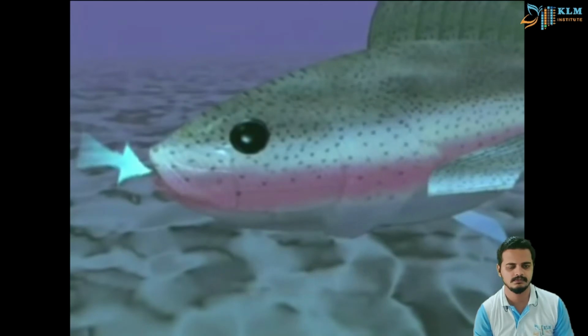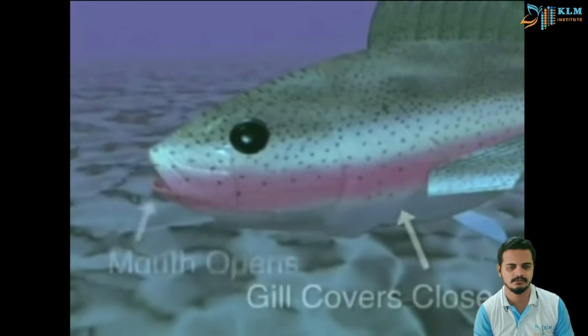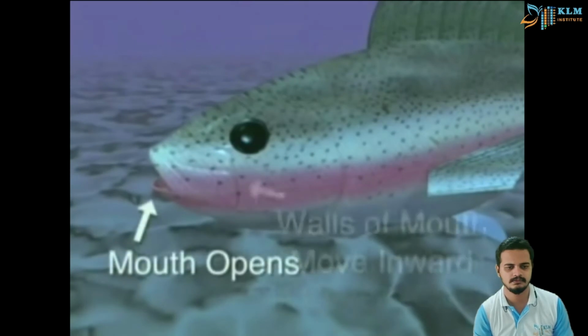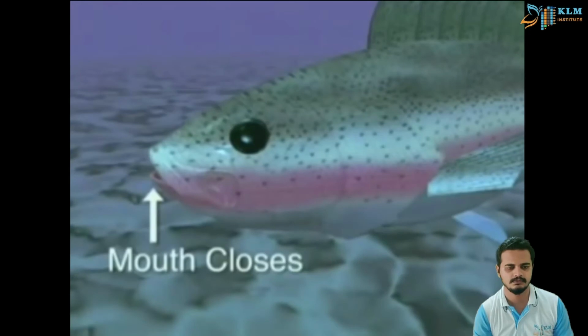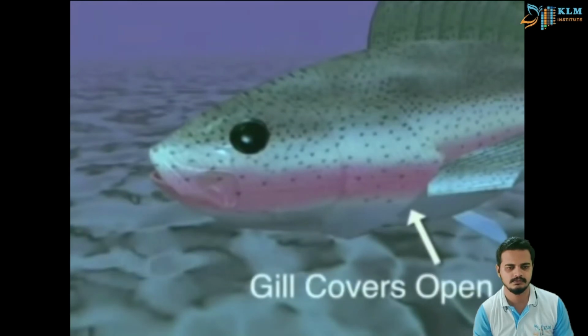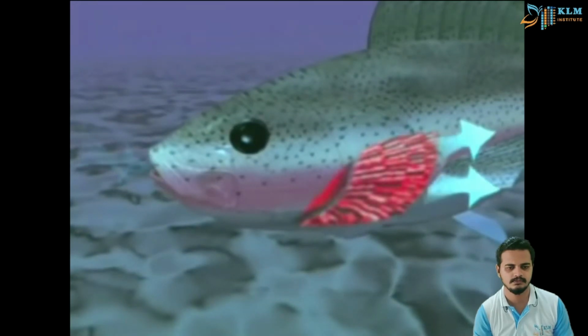To get oxygen, fish gulp water through the mouth and pump it over the gills. In many fish, the breathing process begins when the gill covers close and the mouth opens. The walls of the mouth then move inward. The mouth partially closes and the gill covers open. This action forces the water from the mouth into the gill chambers.